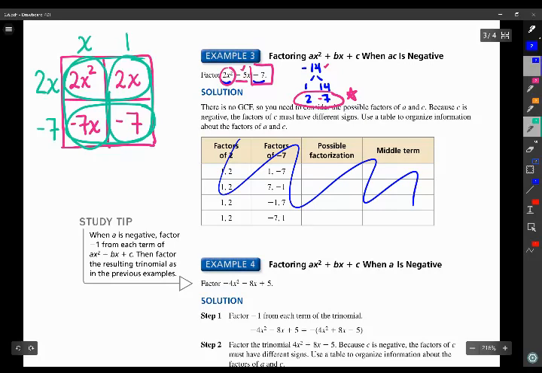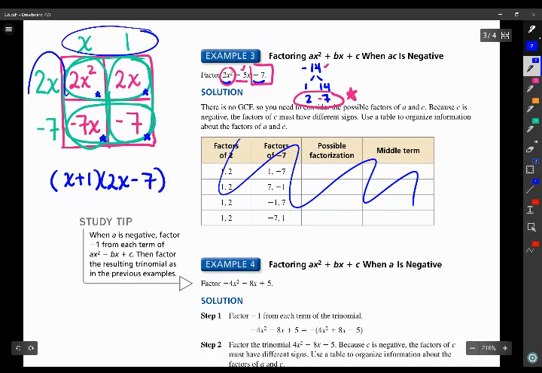And then remember, we always want to double check. 2x times x is 2x squared. 2x times 1 is 2x. Negative 7 times x is negative 7x. Negative 7 times 1 is negative 7. So everything checked out. And so then my answer is going to be x plus 1 and 2x minus 7. And remember, again, it doesn't matter the order. Just the top is one pair, the side is the other pair.